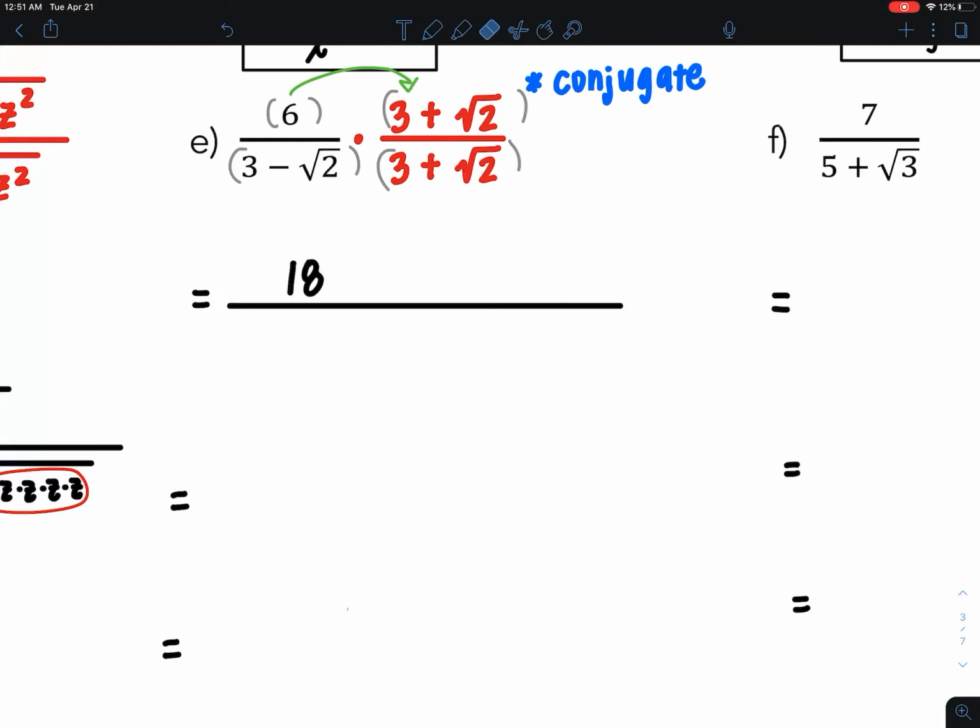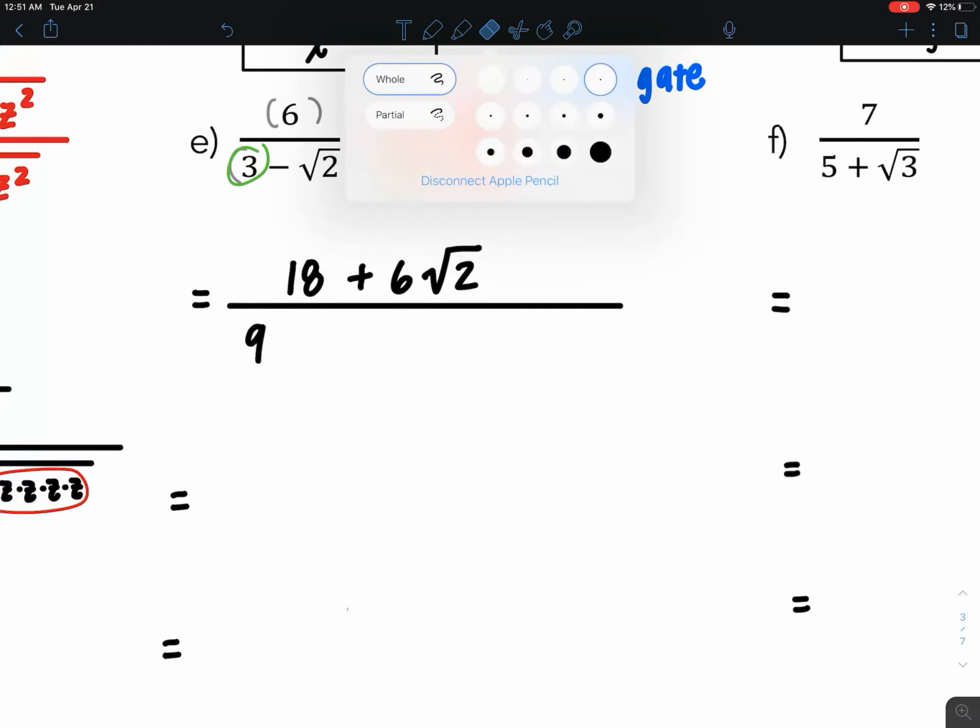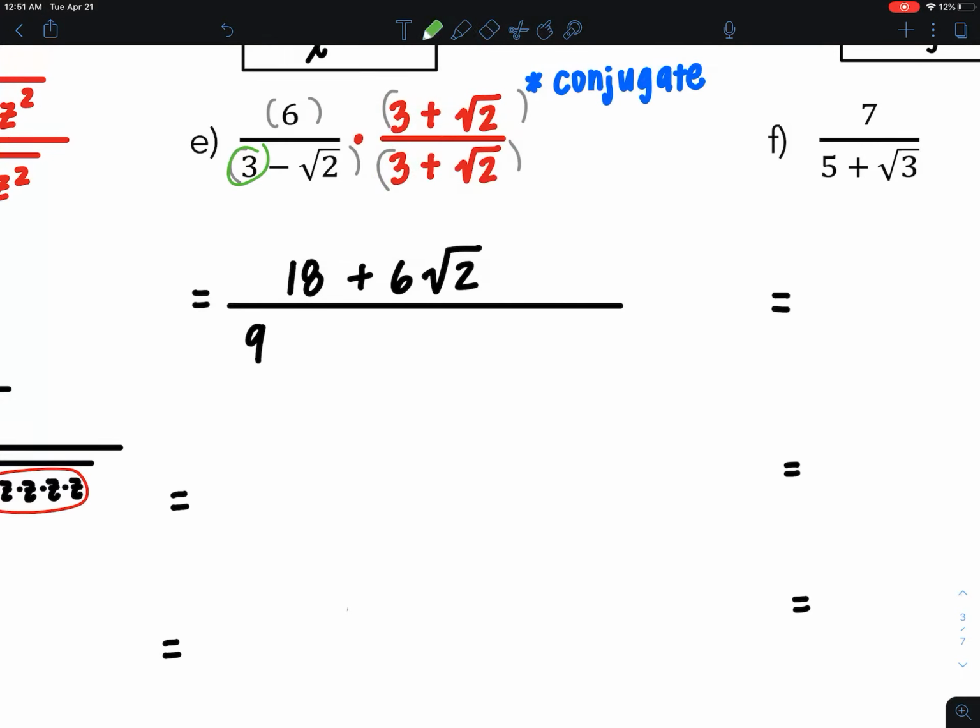6 times 3 is 18. 6 times radical 2 is 6 radical 2. 3 times 3 is 9. 3 times positive radical 2 is positive 3 radical 2. Negative radical 2 times 3 is negative 3 radical 2. Negative radical 2 times positive radical 2 is negative radical 4.